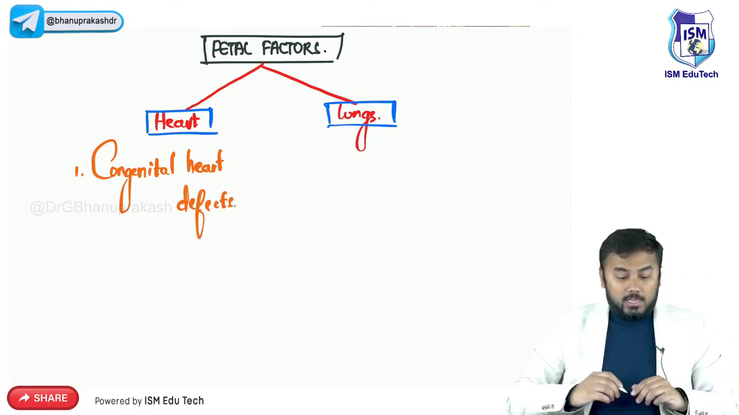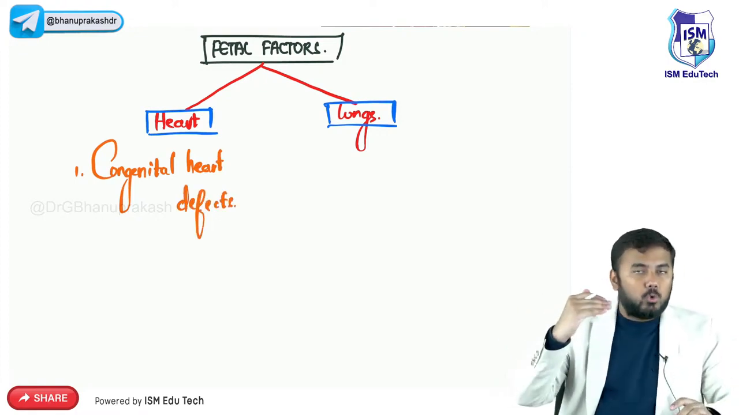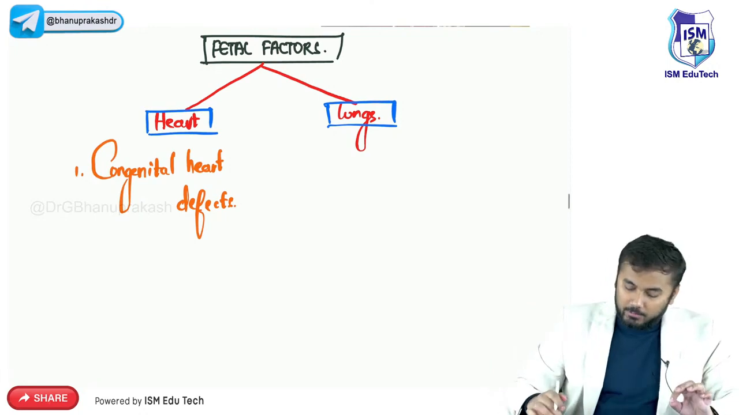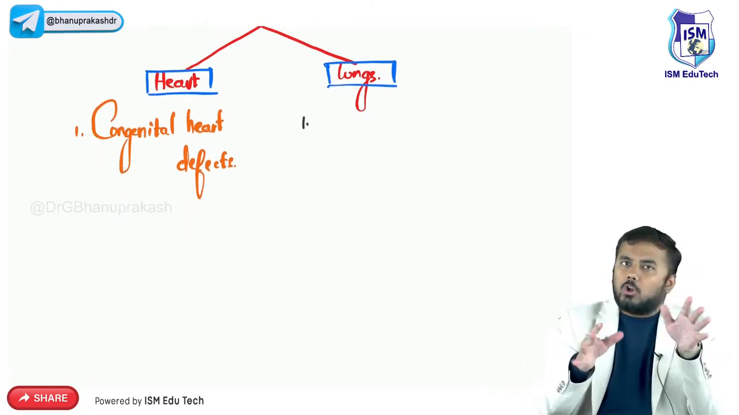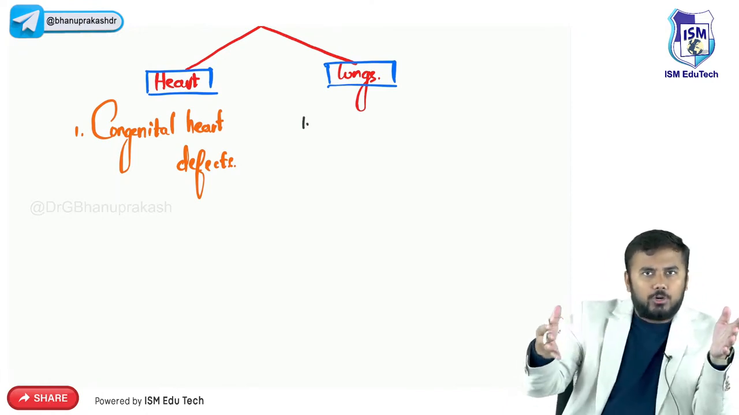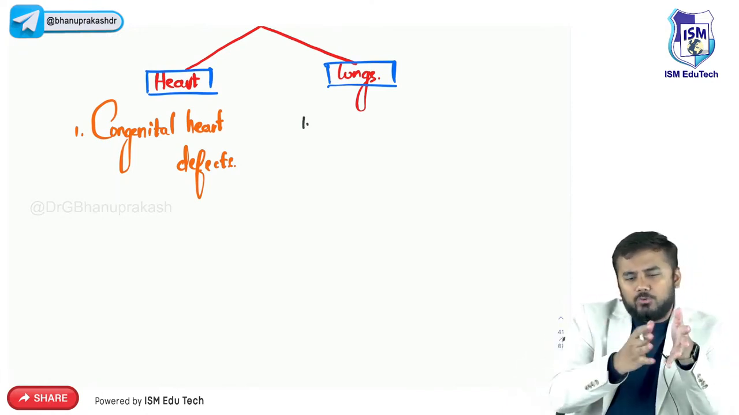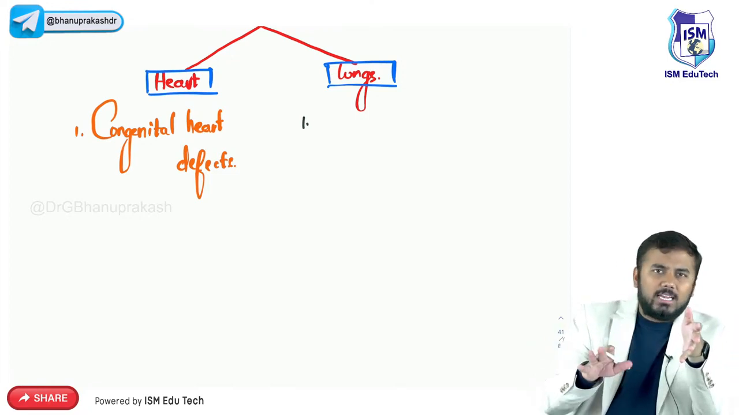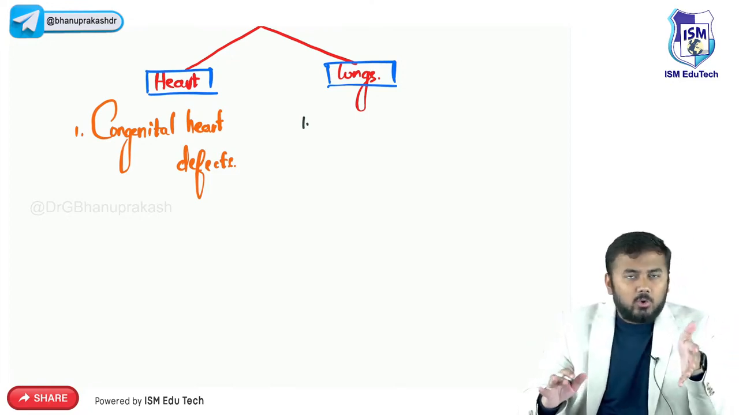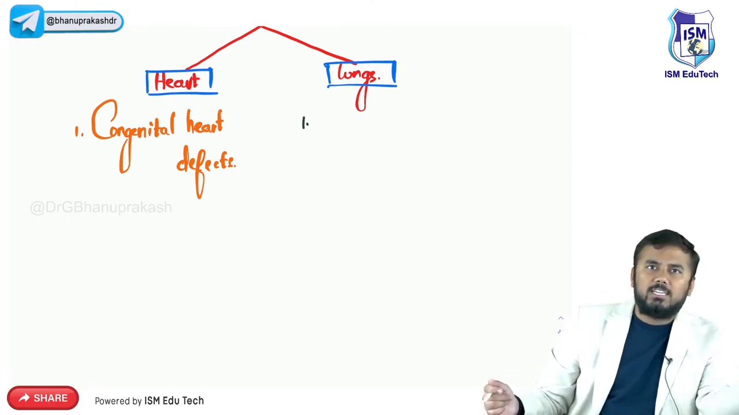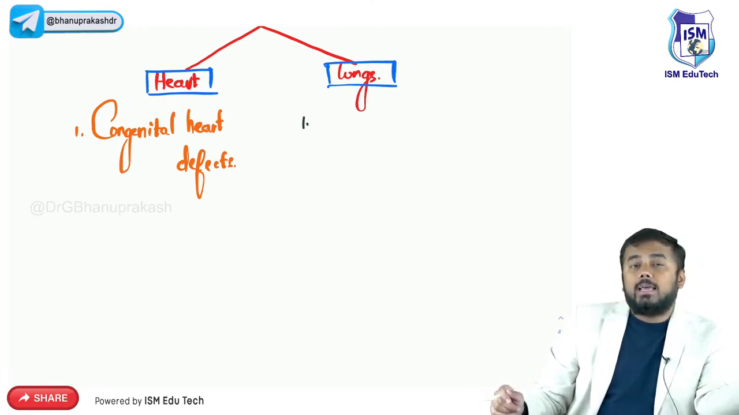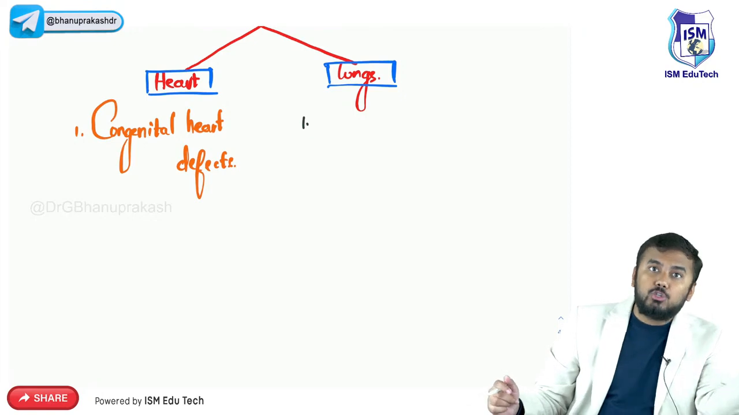Congenital heart defects. When it comes to the lungs, this is the most important thing, guys. Very, very important thing. Babies are normally delivered during 38 to 42 weeks of gestation. So before 37 weeks, or before 36 weeks, if there is a delivery, this is called preterm delivery or premature delivery.